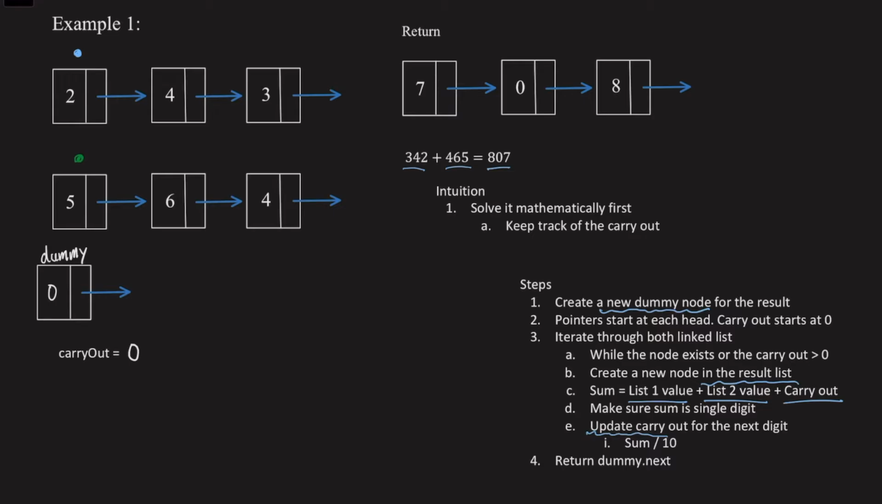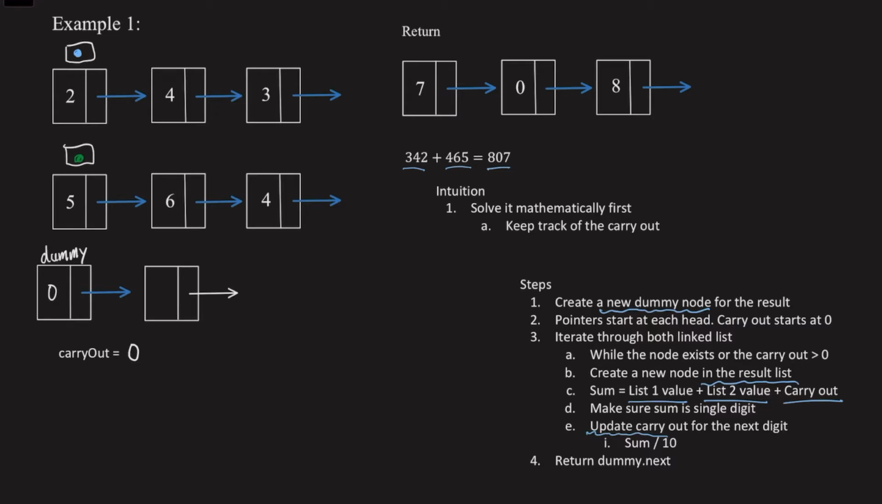So we're going to iterate through both linked lists. We're going to check if there's a node at each pointer. And we're going to also check if the carryout is greater than 0. So in this case, the nodes exist at each pointer. In this case, it has value 2 and 5. So we're going to create a new node in the linked list.